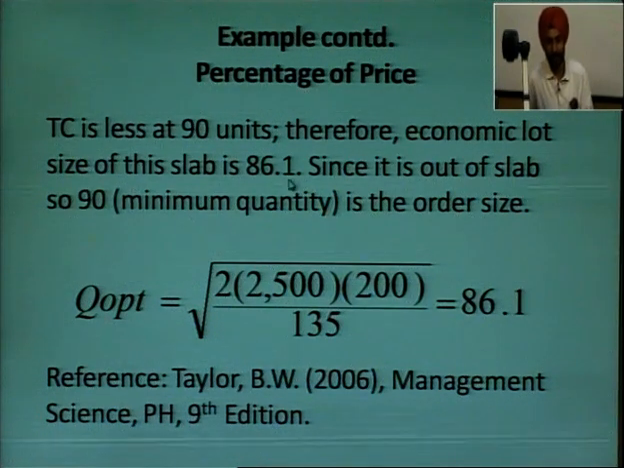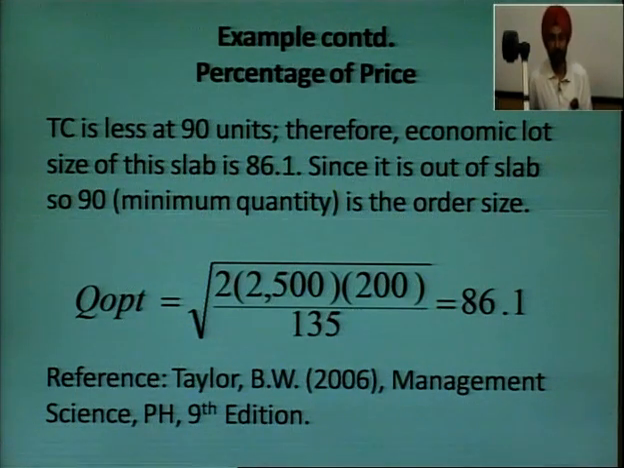The next slab is profitable for us, it has some more advantage for us, but in that case the optimum point is 86.1, which is not feasible. Then we have no other option but to go for the minimum of the next higher slab, that is 90. So, this is how we deal with this kind of situation when price varies. I hope you have understood all the concepts and found them interesting, and at the same time you can apply these techniques at your workplace, at any place where you are concerned with inventory.